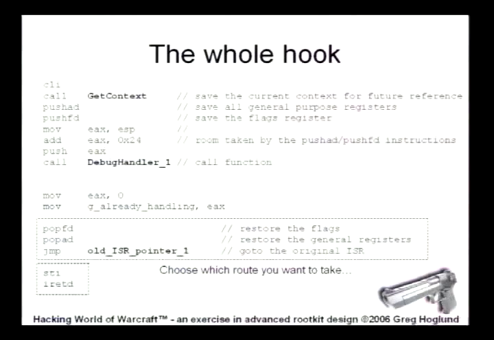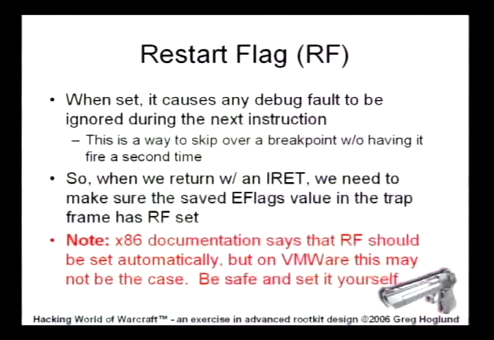So there's the whole hook. When the interrupt fires, we disable interrupts. We call a routine called getContext that loads all the context up. We call to a debug handler that I've defined. You notice I push ESP on the stack, add 24. That's so that I have a pointer to the trap frame as the main argument to the debug handler. Then when we're done, we set the RF flag. I've noticed some discrepancies in the documentation here. Just set it yourself, even if the documentation says you don't have to.